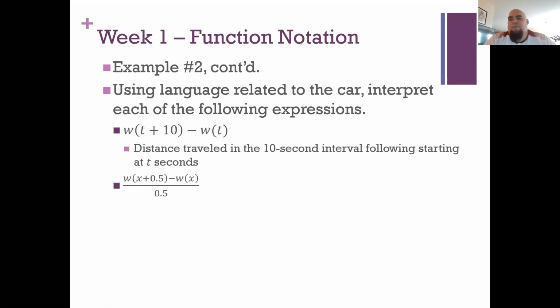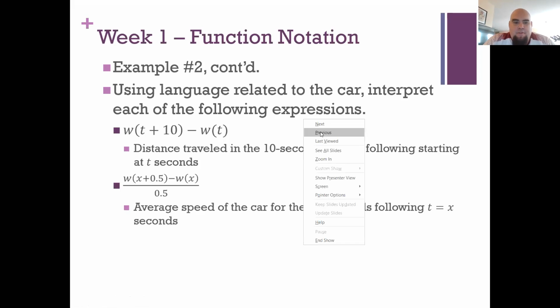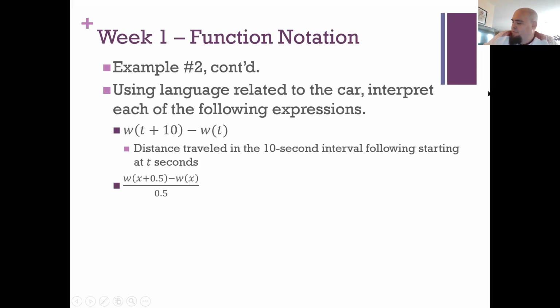So this next one, we obviously have a couple things we have to talk about. So I have w of x plus 0.5 minus w of x over 0.5. No spoilers. Any interpretations for this one? I said, it's kind of a mouthful. Twice the distance of the change in distance in a half-second interval beginning at x seconds.